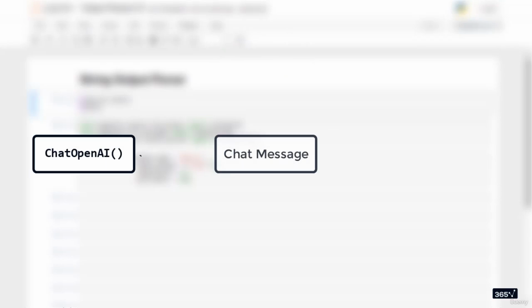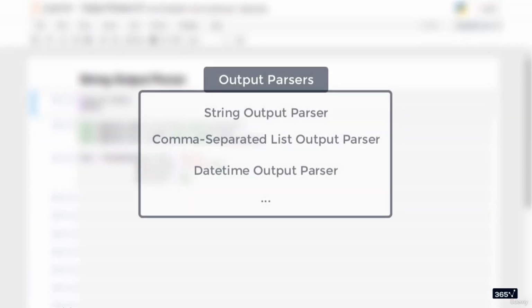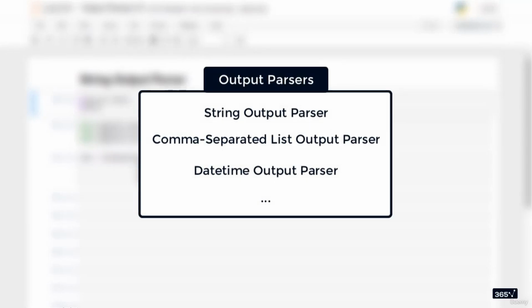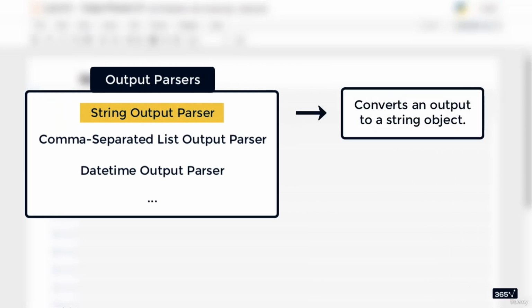Chat model classes, such as ChatOpenAI, output chat message objects by implementation. Sometimes, however, we need to output in a different data type, a string, a list, a datetime object, a CSV, or another convenient type. Well, enter the realm of output parsers. We'll start with the most straightforward one, the string output parser, which, abiding by its name, converts an output to a string object. Let's demonstrate how it works.